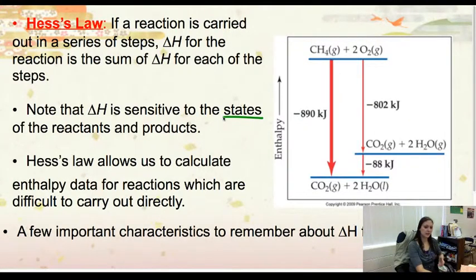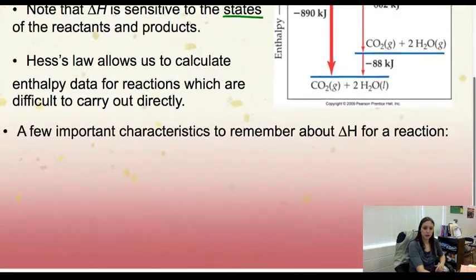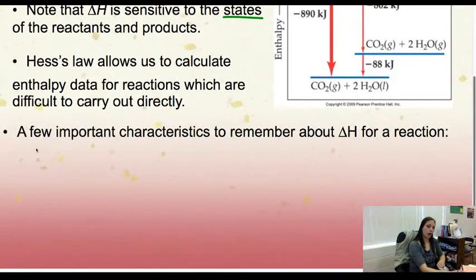Okay? And this allows us to calculate the enthalpy data for any number of reactions which are difficult to carry out. All you have to do is look at it and say, okay, I have these 3 reactions that'll make up that one, so I don't have to actually carry out that particular reaction that's actually a little more difficult to actually do. You do have to be careful with the delta H, okay, because there are a couple characteristics that you've got to watch out for.